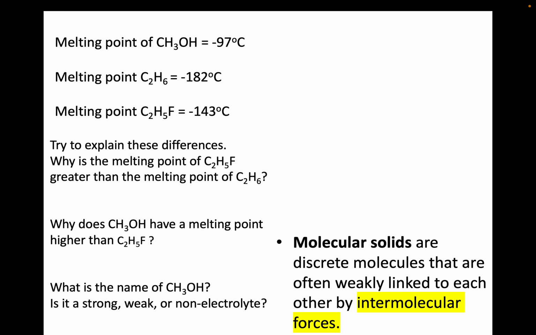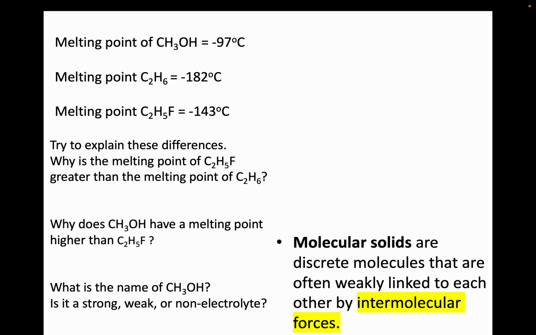So we have melting point data listed for 3 different molecules, and we're asked to try to explain the differences in the melting point. Why would the melting point for the C2H5F be greater than the melting point that I have for C2H6? Why would the CH3OH have the highest? CH3OH, what's the name of that? And is it a strong, weak, or non-electrolyte?